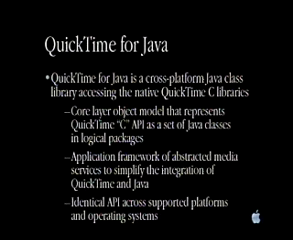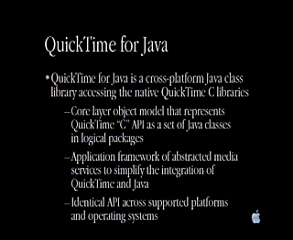Now, the actual implementation of QuickTime for Java. QuickTime for Java is a cross-platform Java class library accessing the native QuickTime C libraries. It has a core layer, which is an object model that represents the QuickTime C API. This is represented as a set of Java classes which have been grouped into logical packages. Also, QuickTime for Java has a sophisticated application framework of abstracted media services to simplify the integration of QuickTime and Java.